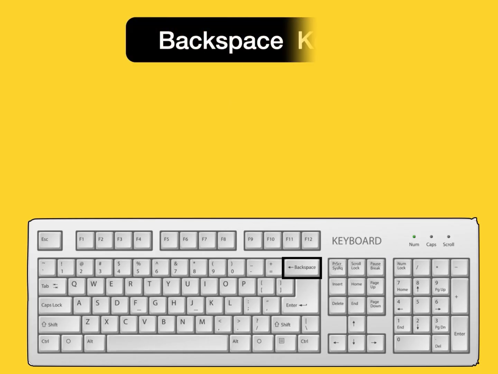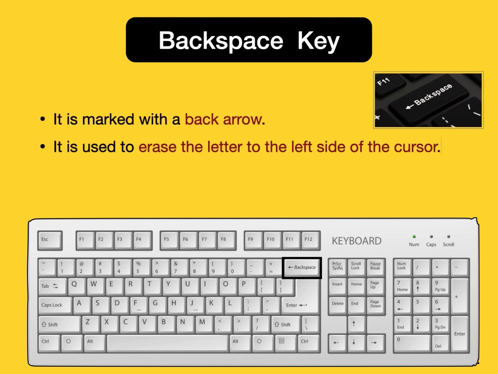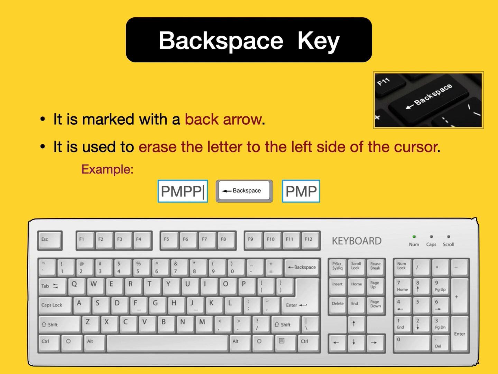The next special key is the backspace key. As you can see here, the backspace key is marked with a back arrow and it is used to erase the letter to the left side of the cursor. And the cursor is a small blinking line that appears on your screen.